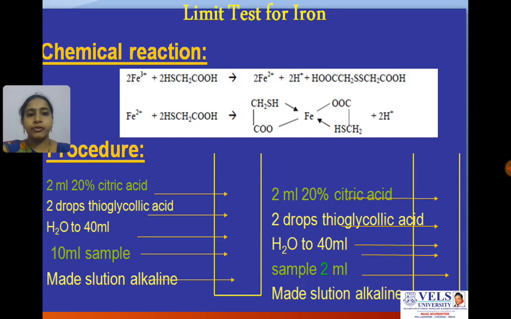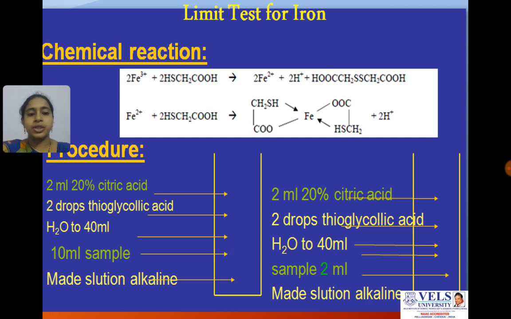Coming to the reaction, if you see here, the ferric iron reacts with thioglycolic acid and converts into ferrous iron. The ferrous iron forms a complex with thioglycolic acid to give a coordinate complex, that is ferrous thioglycolate, which gives a pale pink to deep purplish color.